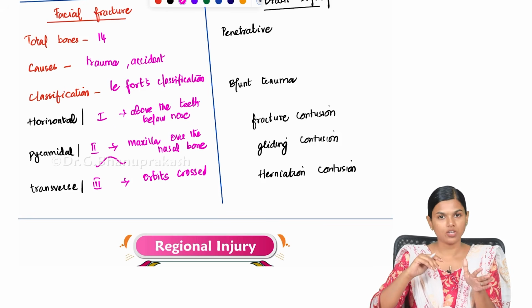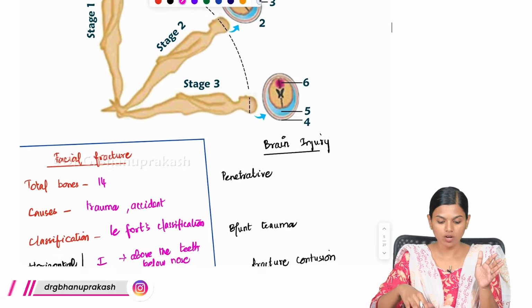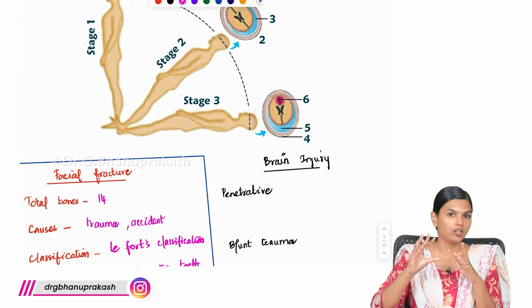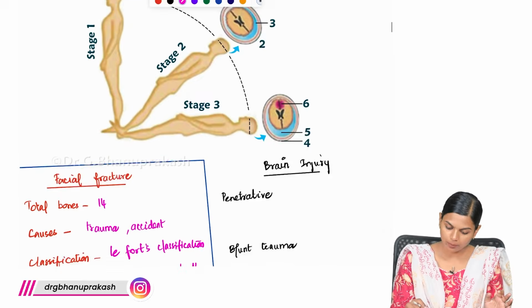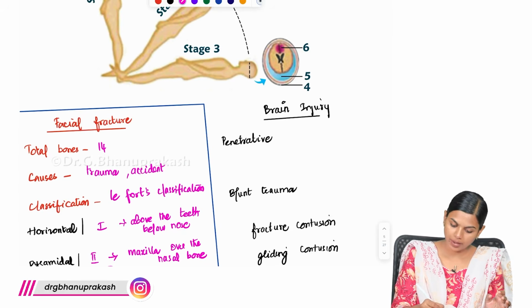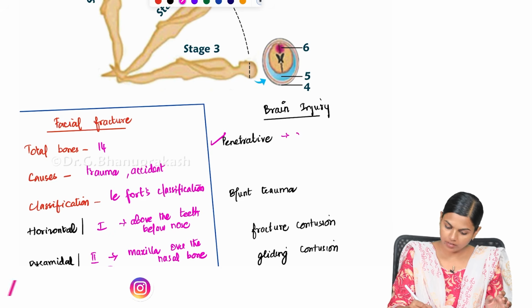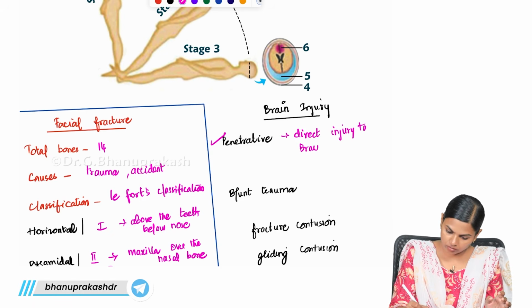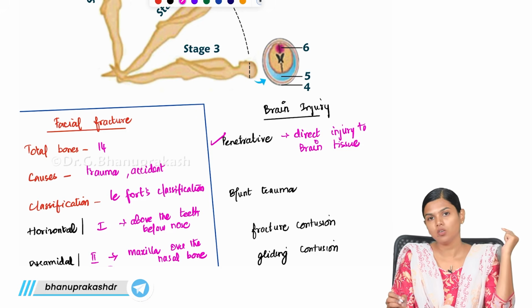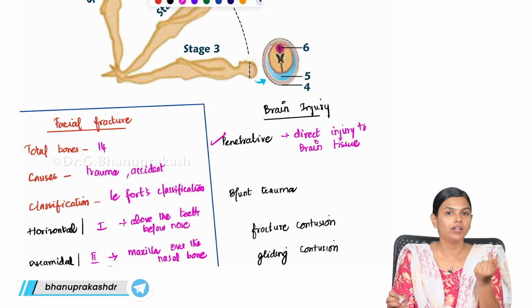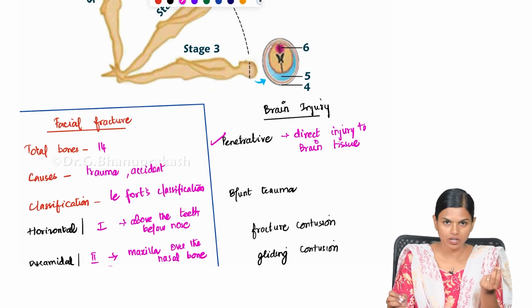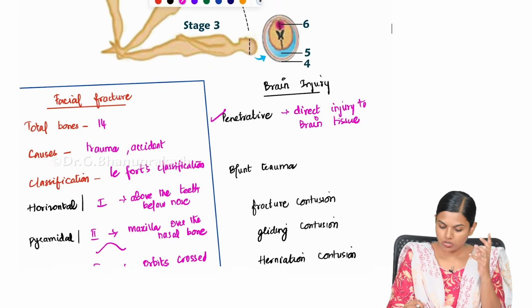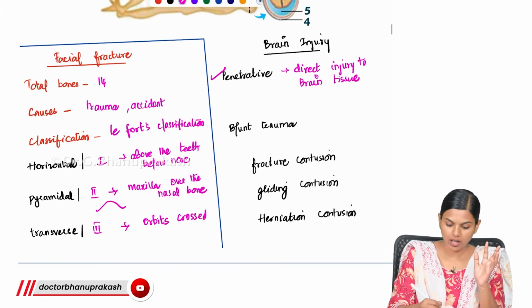So this is the facial fracture. Next to that, what will happen is that you will get the brain injury. It can be either a penetrative trauma, where there will be direct injury to brain tissue. All the way it will enter from outside the skull, go and penetrate the brain tissue, leading to necrosis or contusion or hemorrhage. This can happen. But most commonly what we encounter is blunt trauma.